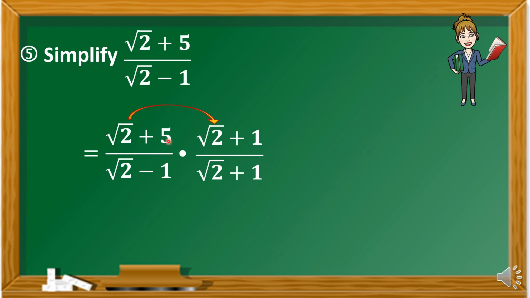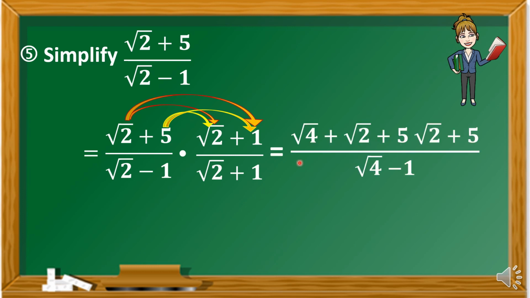Dito, let us multiply square root of 2 times square root of 2 and then, distributive property of multiplication lang po ulit ang gagamitin natin. Square root of 2 times 1, and then 5 times square root of 2, and then 5 times 1. Same with the denominator. Gamitin po natin yung process na tinuro ko sa example number 4. Multiply the first term to first term, then last term to the last term.